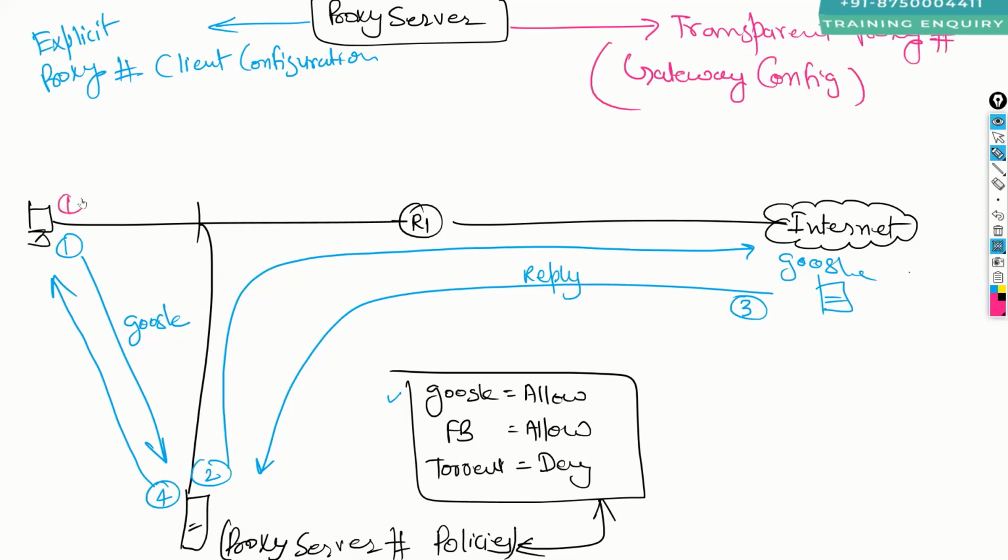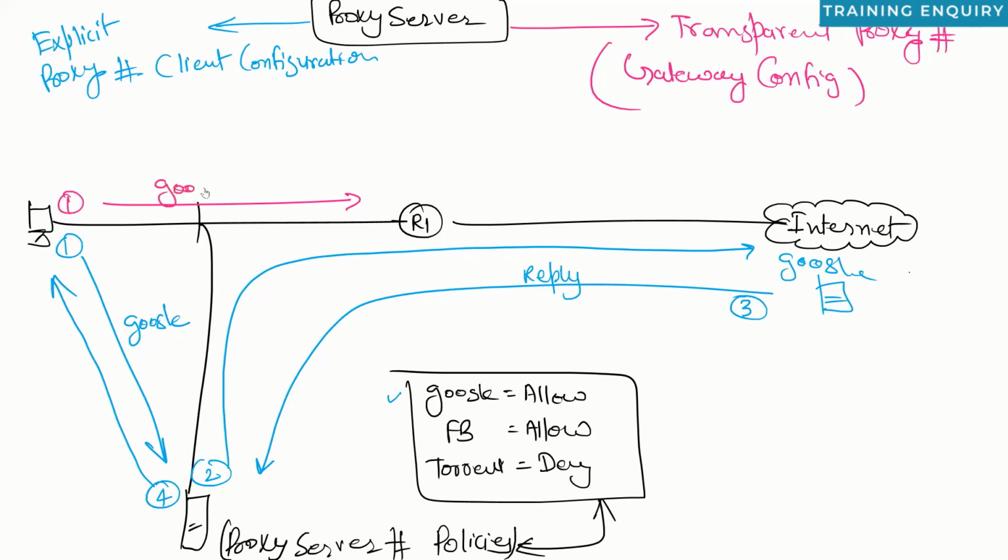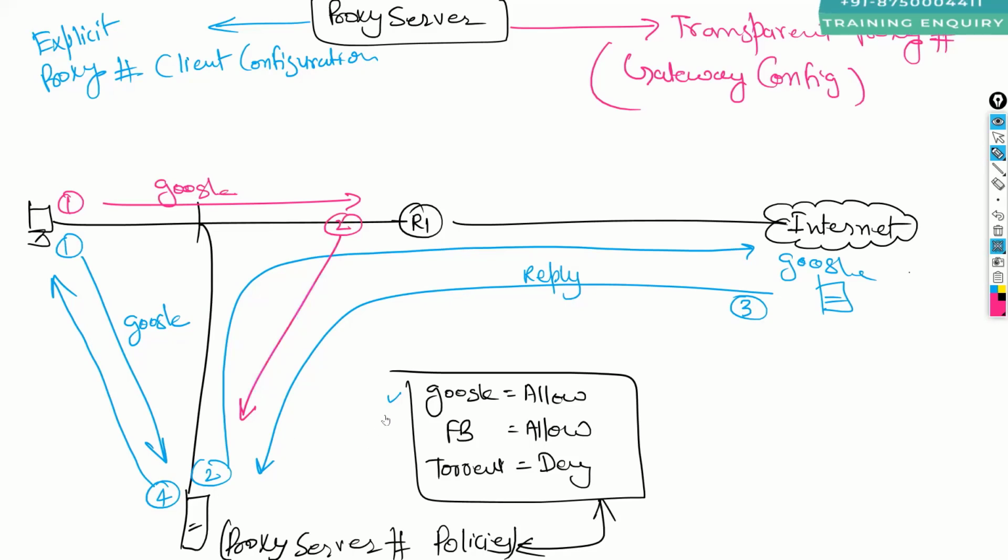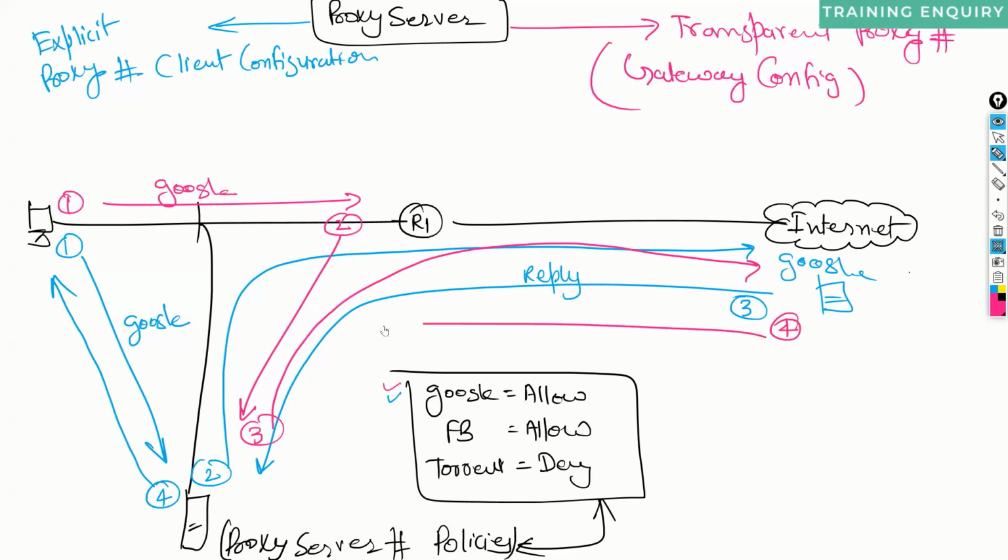Okay, in that case, client will send request to gateway that I want to communicate with Google. Gateway will send that request to proxy. Proxy will check, okay, Google request is allowed. Then proxy will again send request to Google, and Google will give reply to proxy, and proxy will give reply to client. Clear?